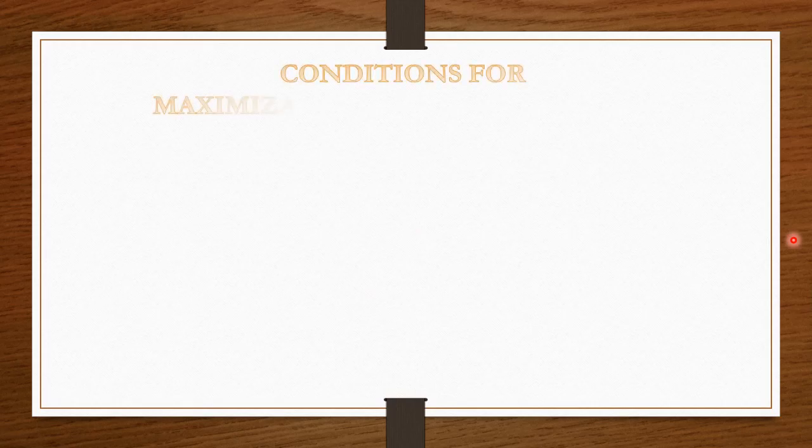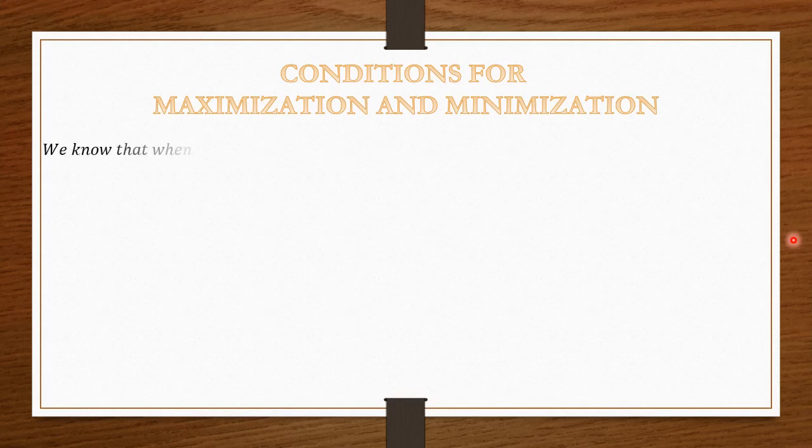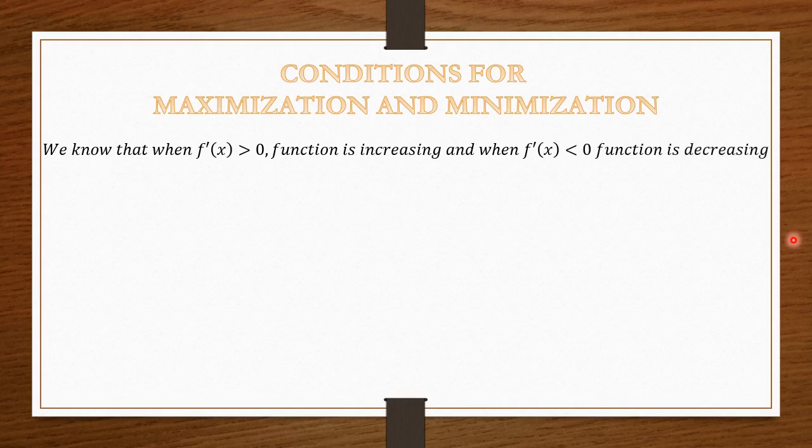Now we have depicted it using a diagram, but how to calculate it using a mathematical method? So, the conditions for maximization and minimization. First of all, we know that when f dash x is greater than 0, the function is increasing, and when f dash x is less than 0, the function is decreasing. This is a concept which we studied in the previous tutorial, the increasing and decreasing functions. So when f dash x is more than 0, it increases. When f dash x is less than 0, it decreases.